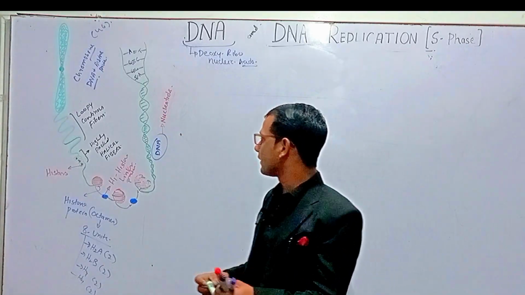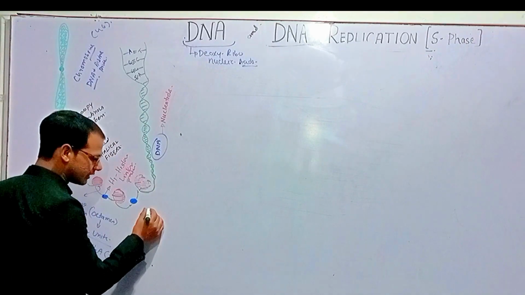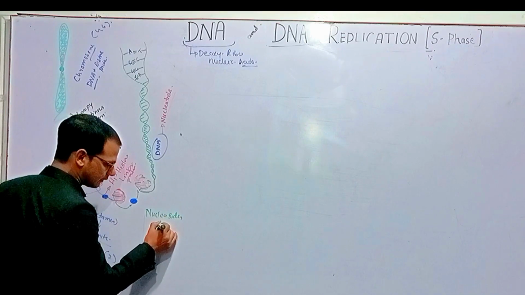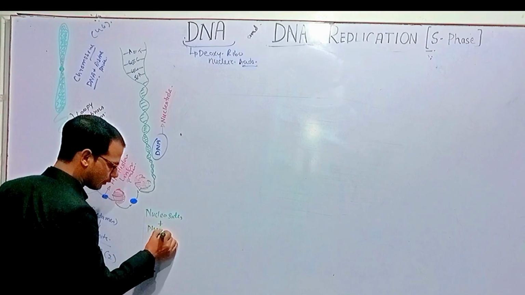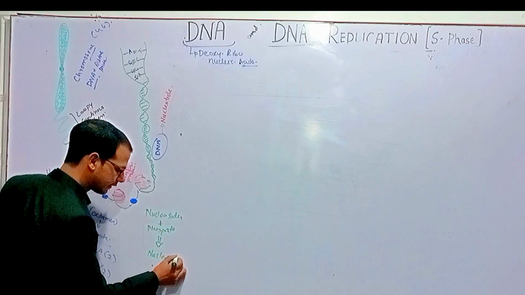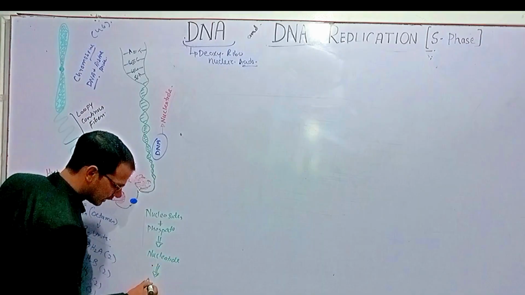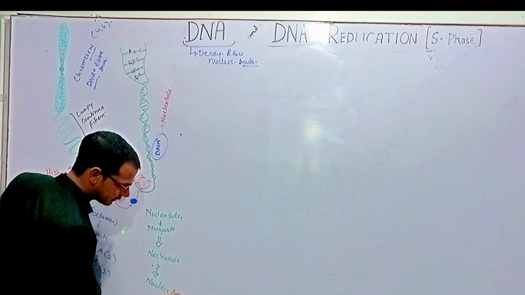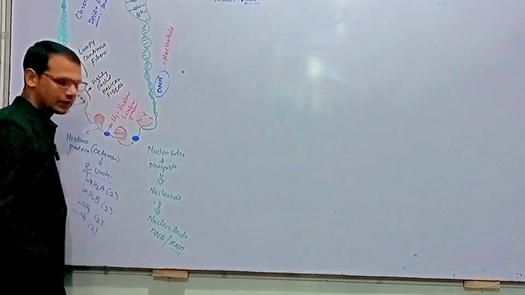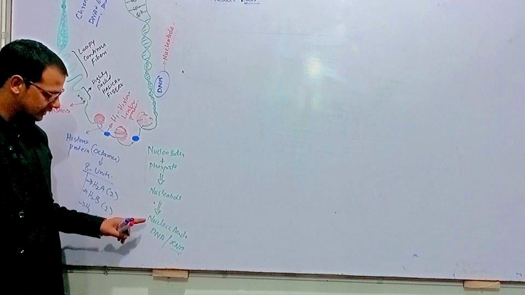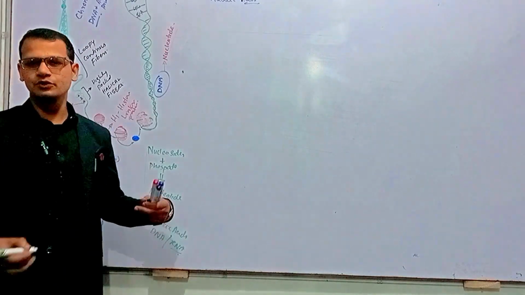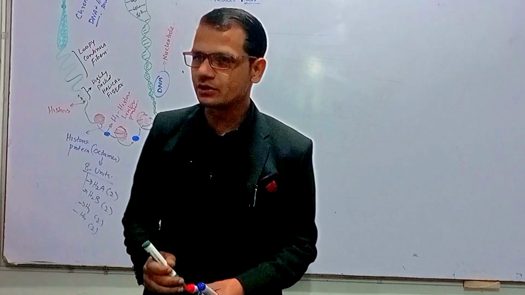The sequence of composition of DNA is nucleosides plus phosphate forms nucleotide, and these nucleotides form nucleic acids. The nucleic acids are DNA or RNA, right? So we can define DNA as the sequence of nucleotides which is formed of nucleoside and phosphate, and nucleoside is composed of nitrogenous base and pentose sugar.